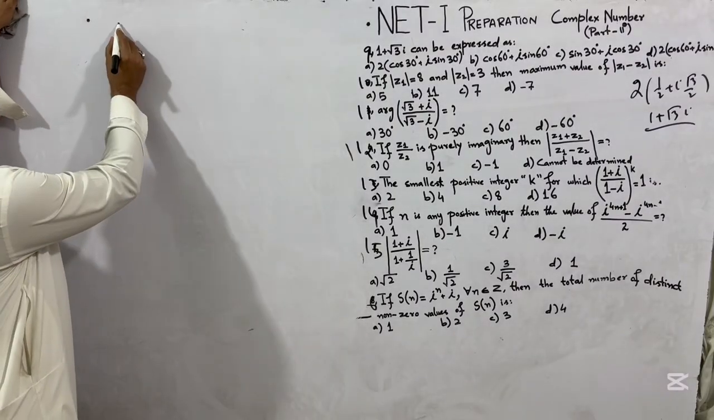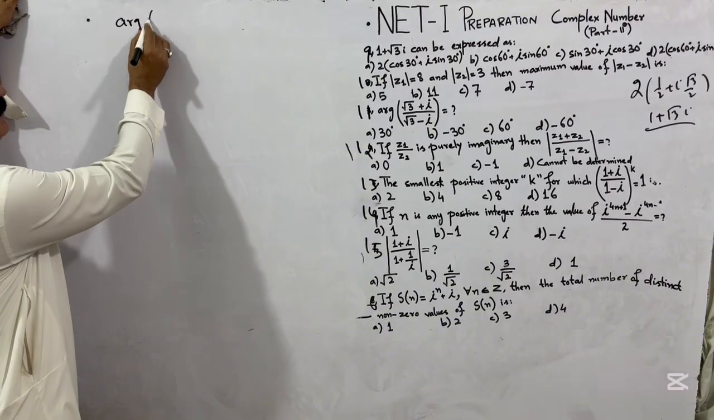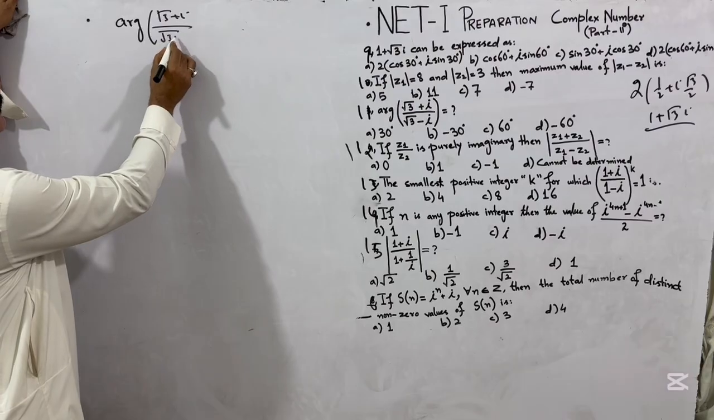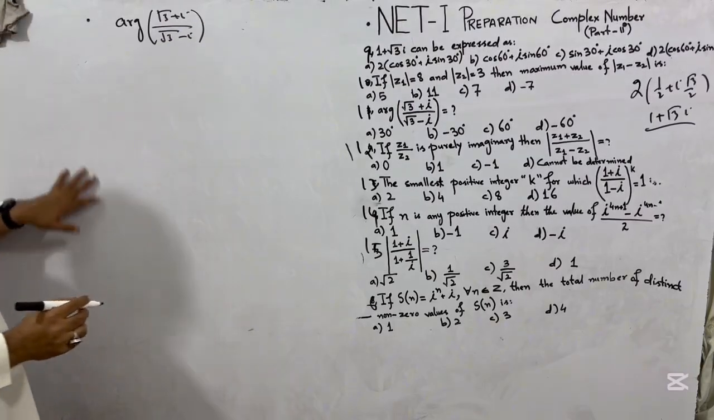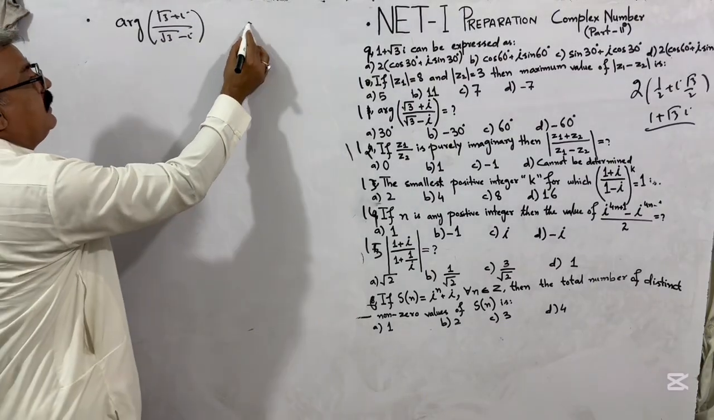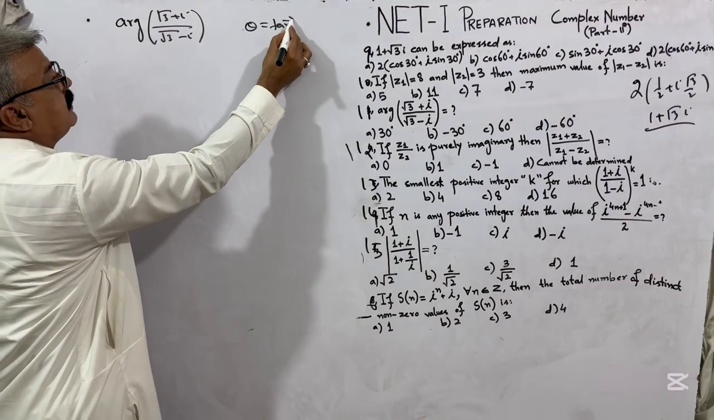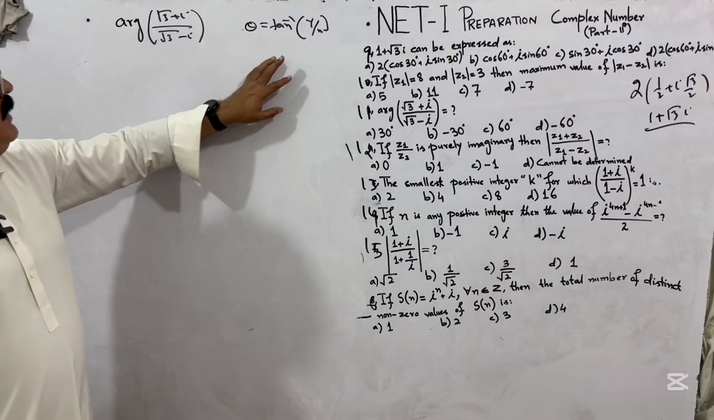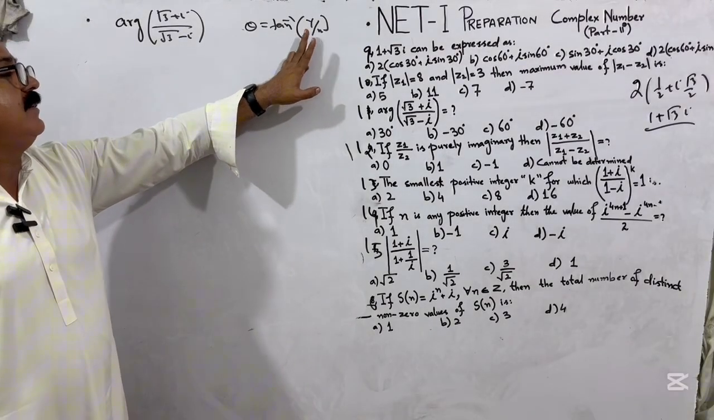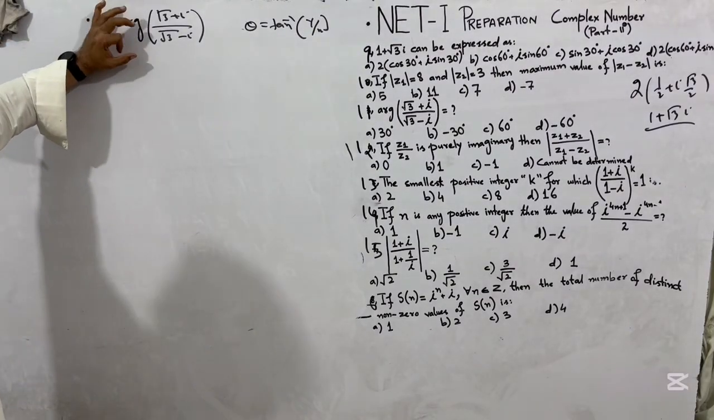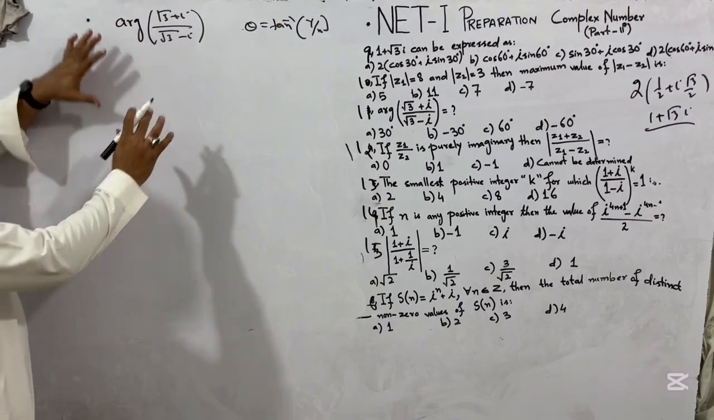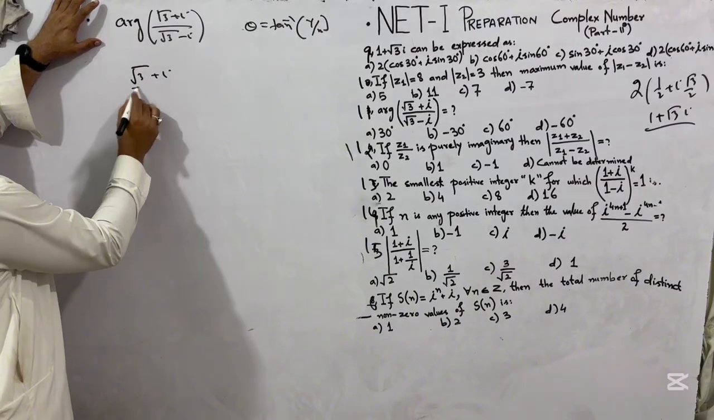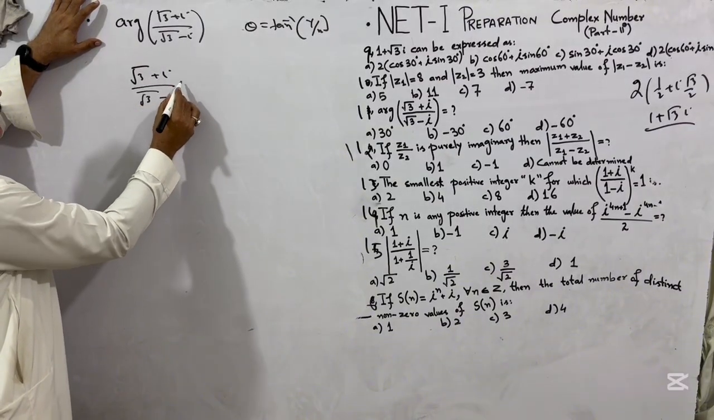Argument means angle. We have the complex number under root 3 plus iota over under root 3 minus iota, and we are asked to find its argument. For argument, we have the formula theta is equal to tan inverse of y over x. Here we need a single real part and a single imaginary part. Here we have a double expression, so first rationalize it to get a single complex number. Then we are in a position to find the angle.